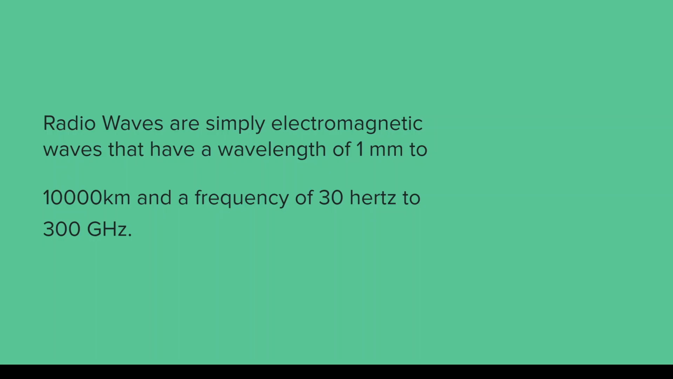Before learning about radio wave propagation, let's take a look at what radio waves are. Radio waves are simply electromagnetic waves that have a wavelength of 1 millimeter to 10,000 kilometers and a frequency of 30 hertz to 300 gigahertz. As compared to other electromagnetic waves like microwaves, visible light or even infrared, radio waves have comparatively larger wavelengths.